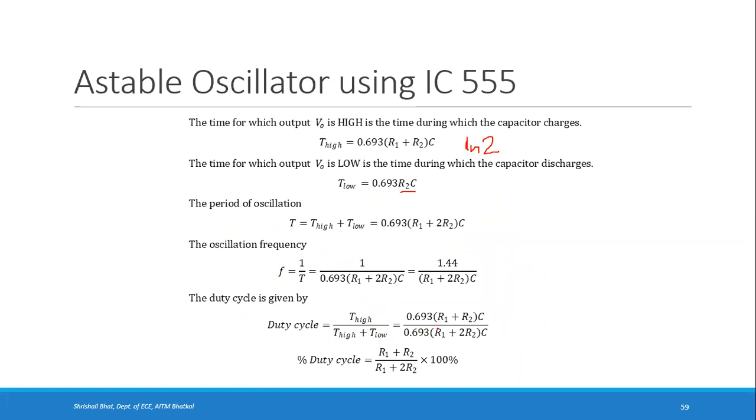Okay, so this is about an astable oscillator using 555 timer. So we use this in circuits to generate some periodic pulses.